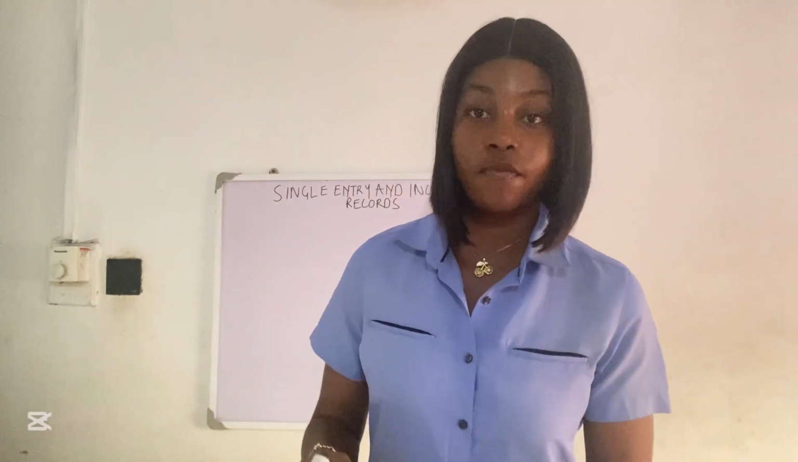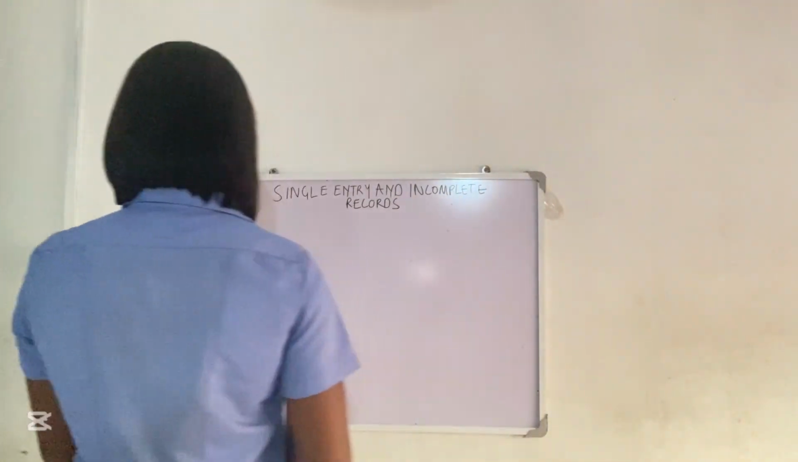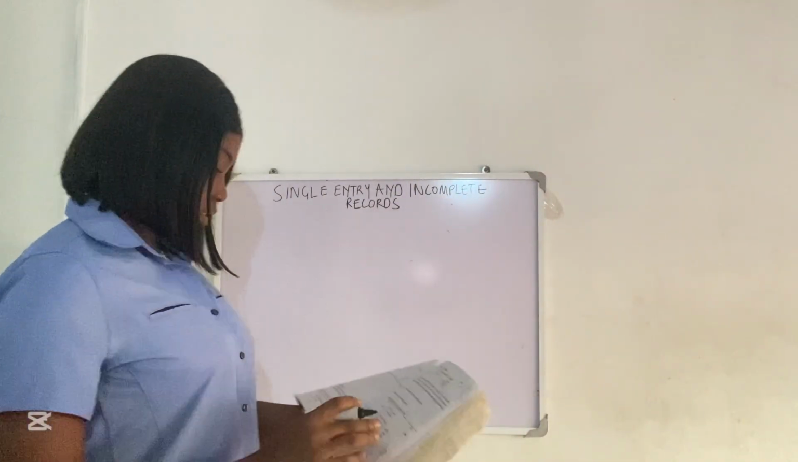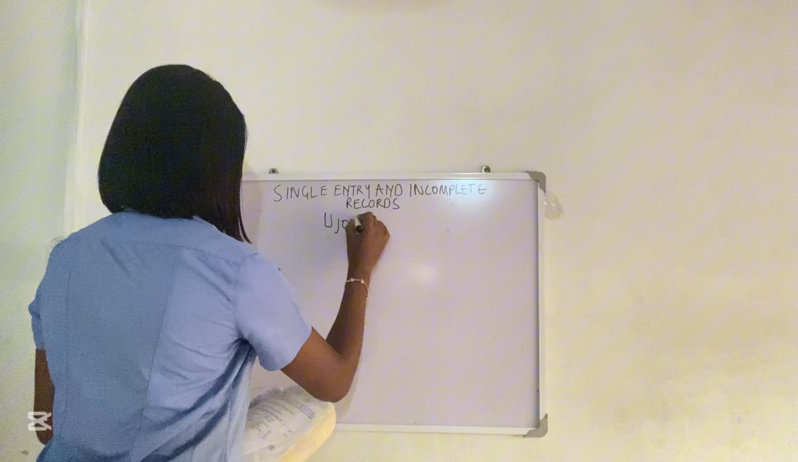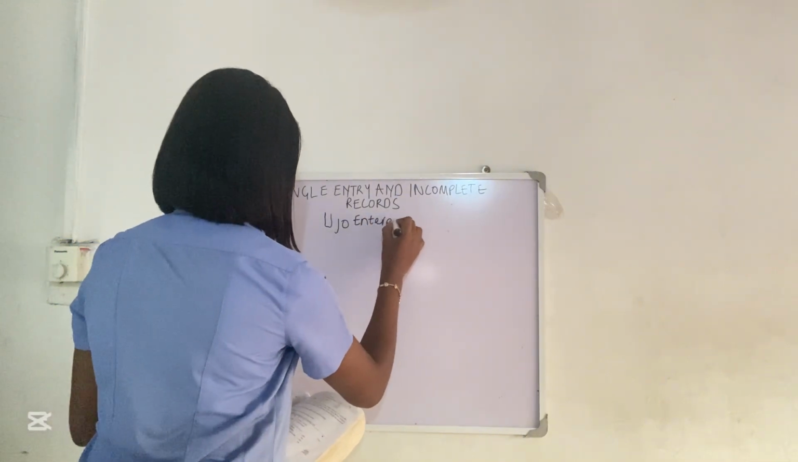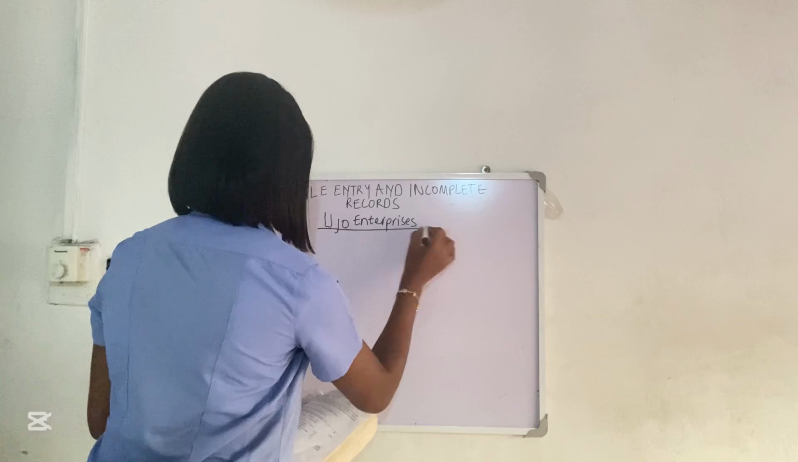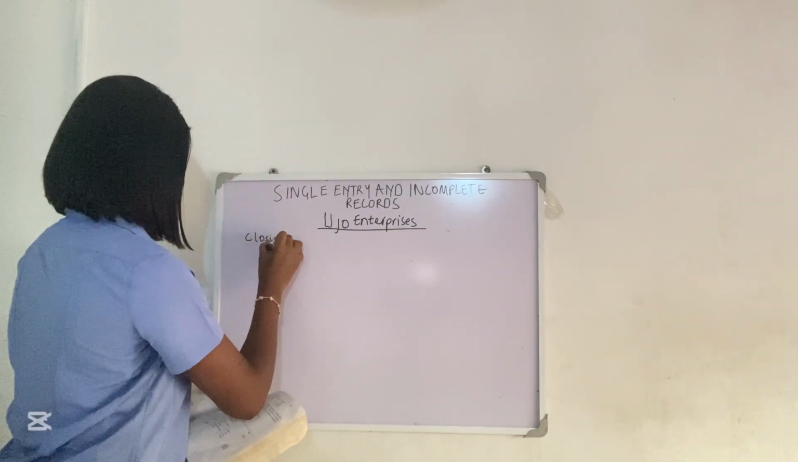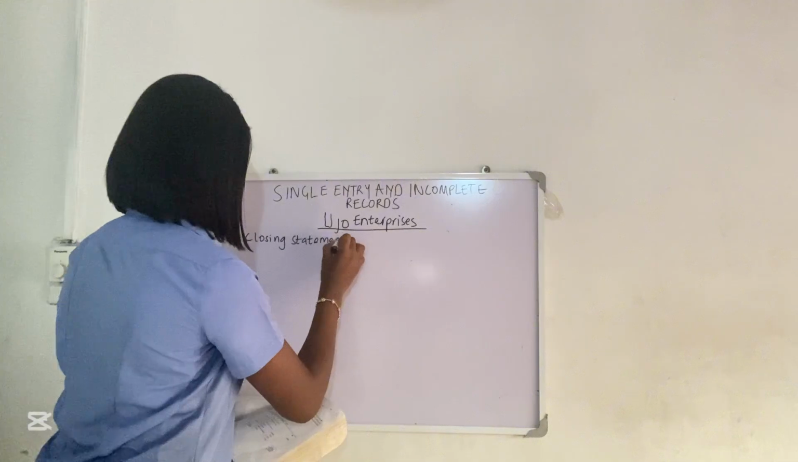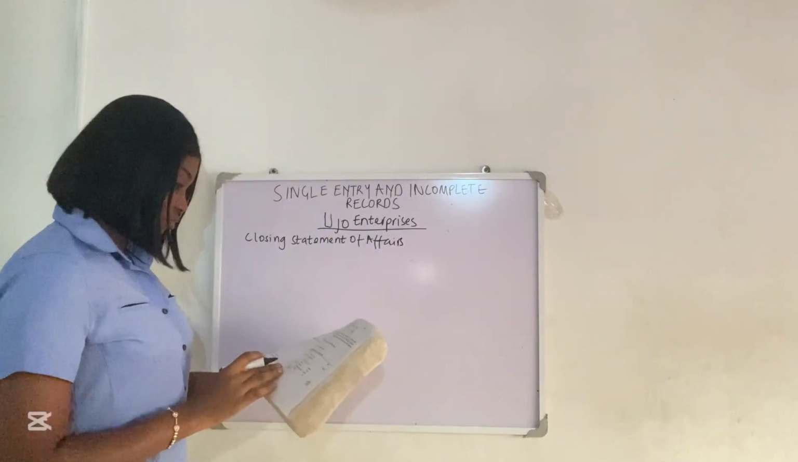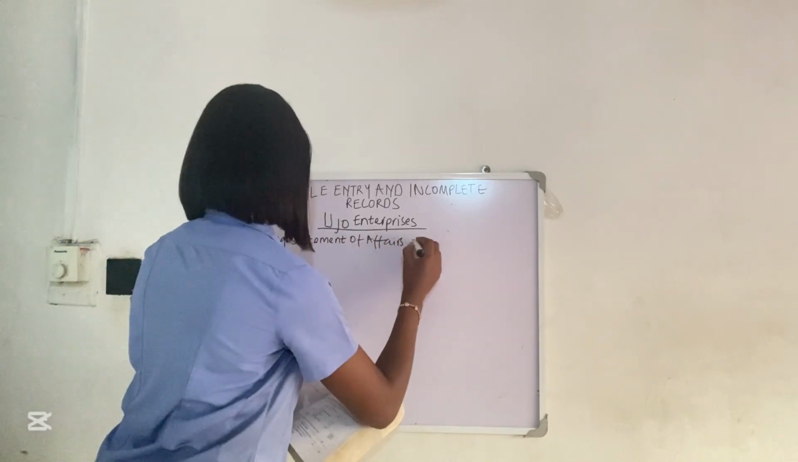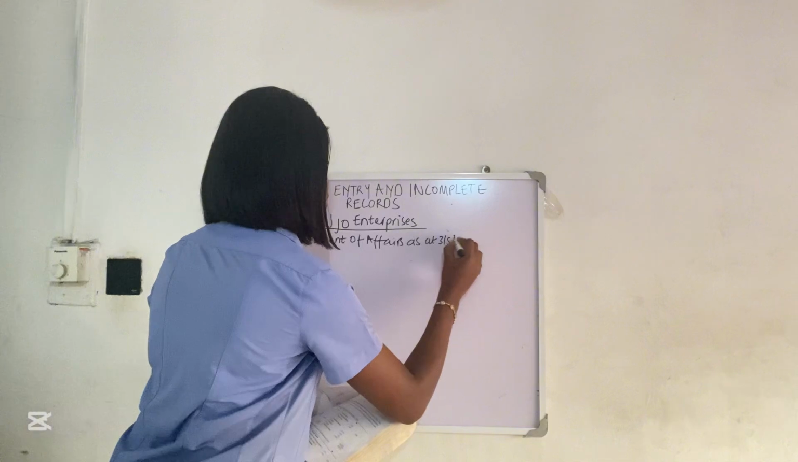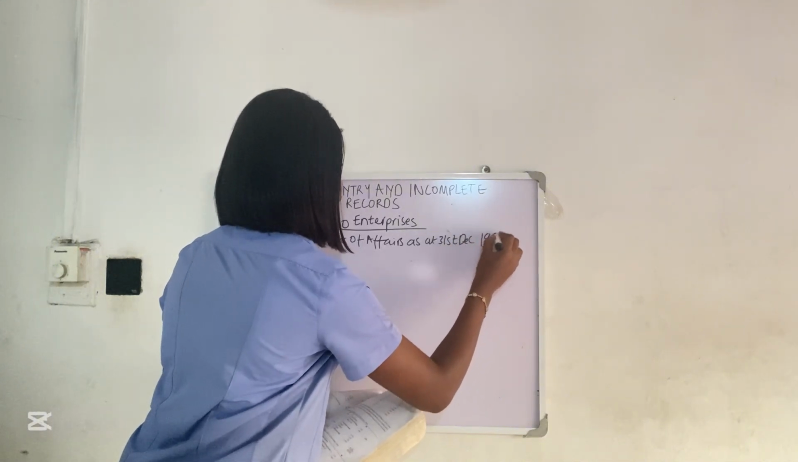So let's prepare a closing statement of affairs. That will be, what's the name of the business? Okay, Ujo Enterprises. Let's start, right? Ujo Enterprises. I just hope this board will continue. Ujo Enterprises. Closing statement of affairs. Statement of affairs as at 31st December 1996.